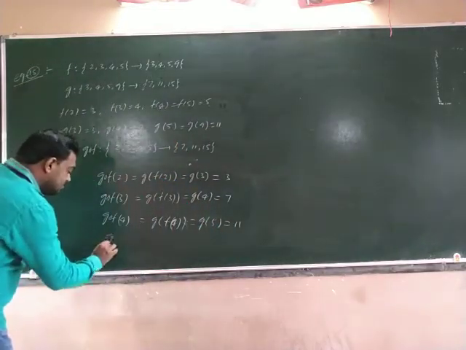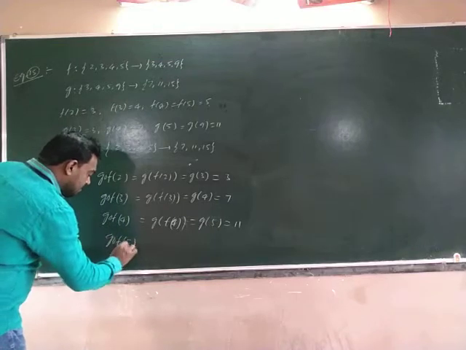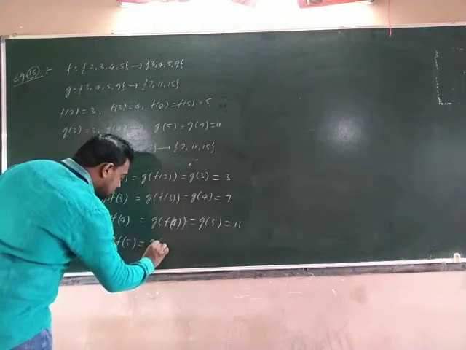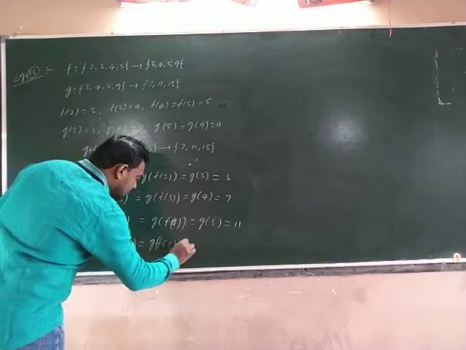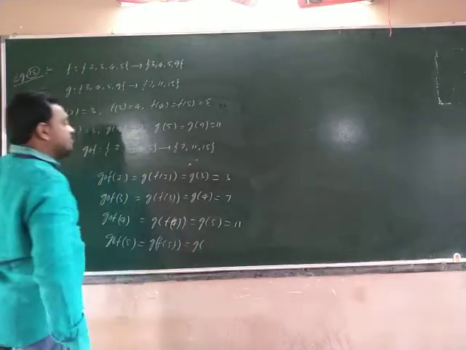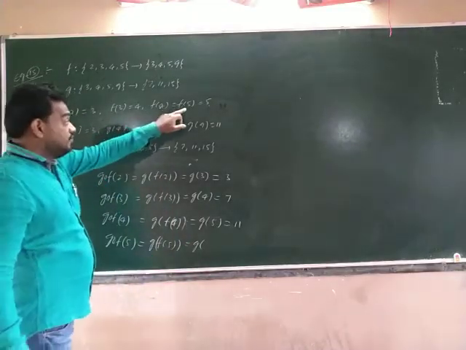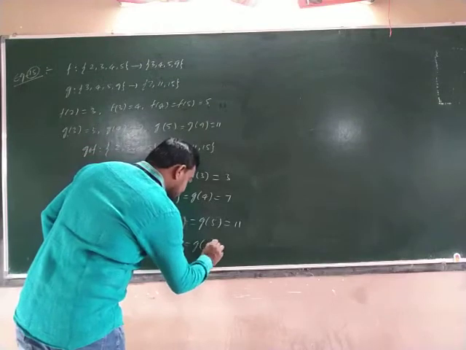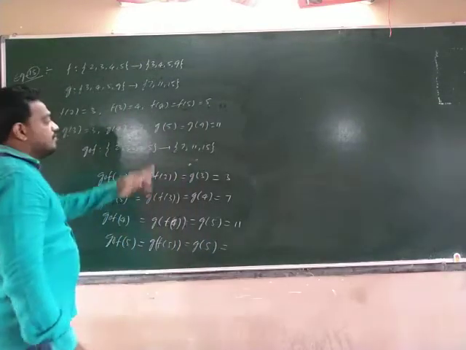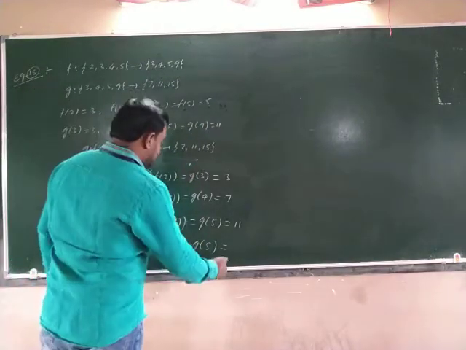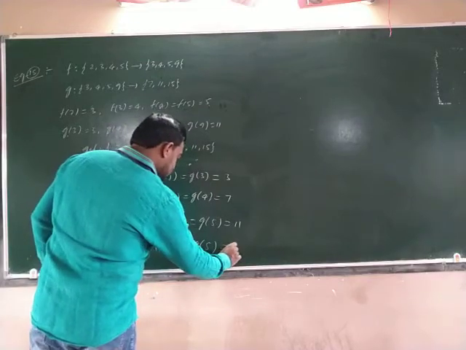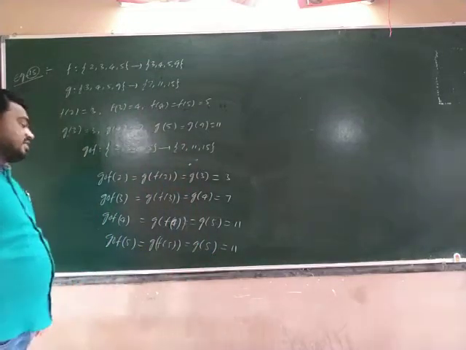Next, G circle F of 5 is G of F of 5. F of 5 equals 5. G of 5 equals 11.